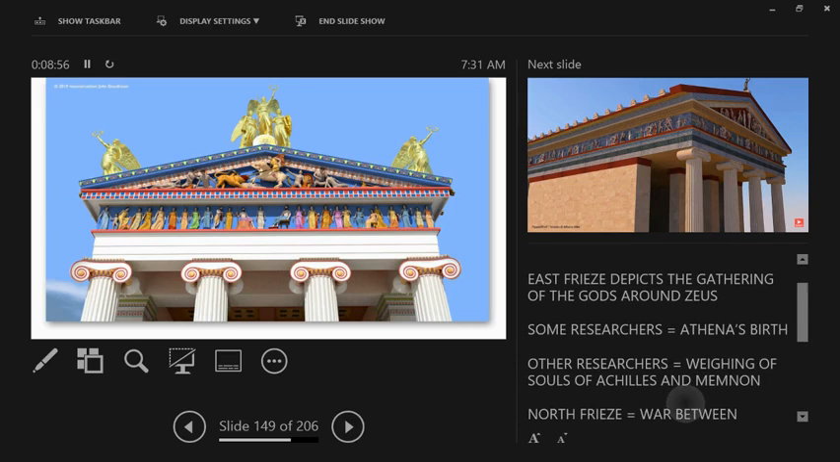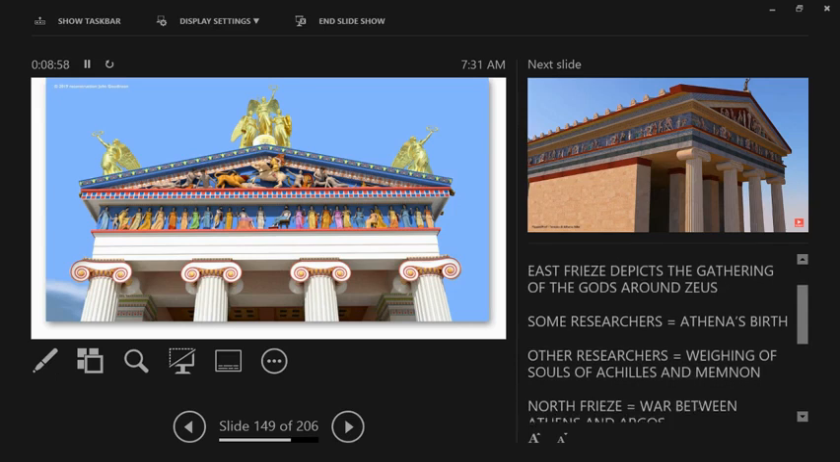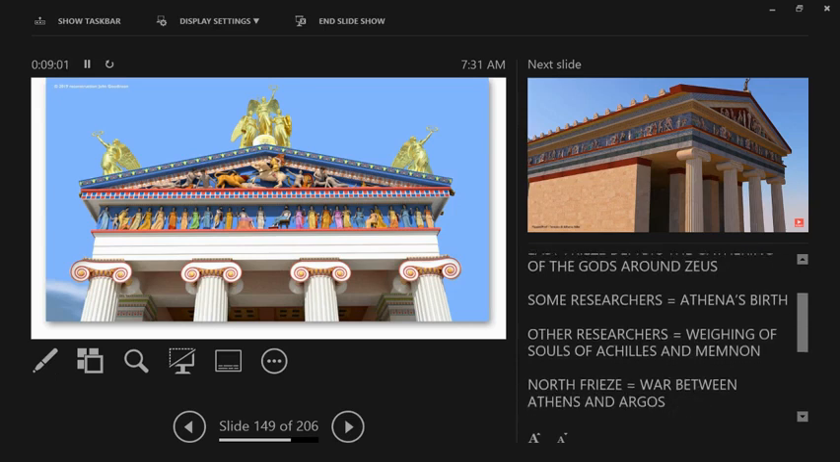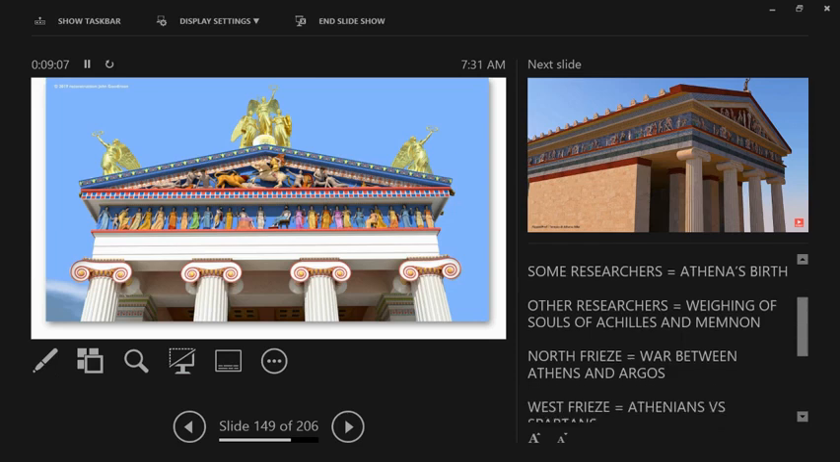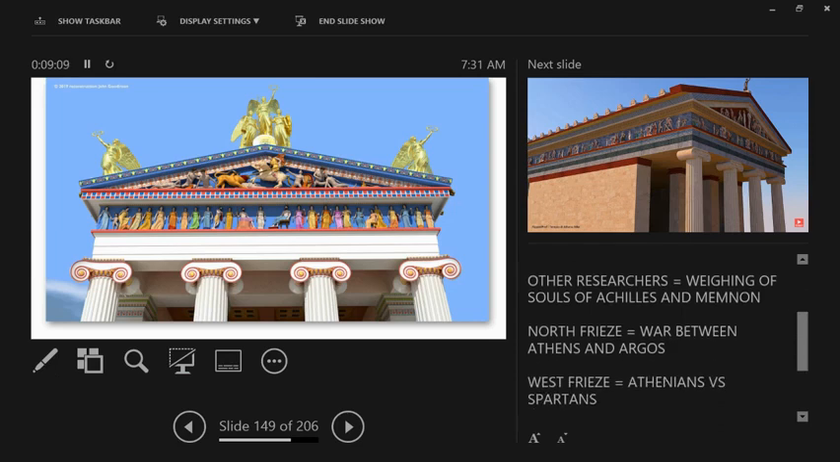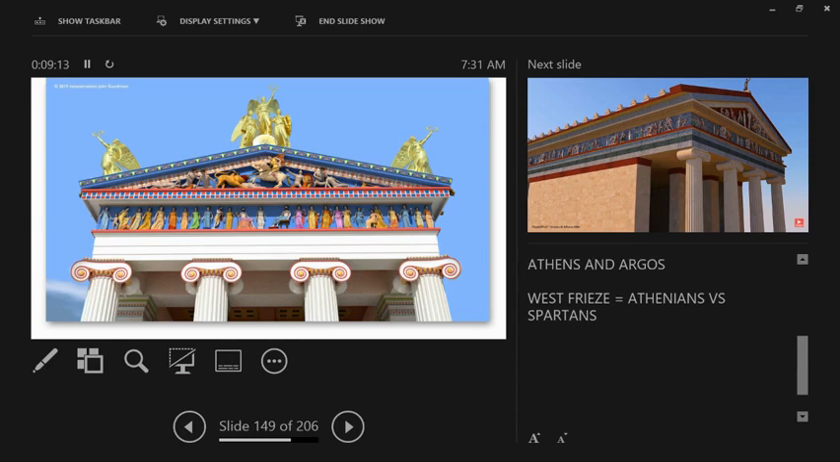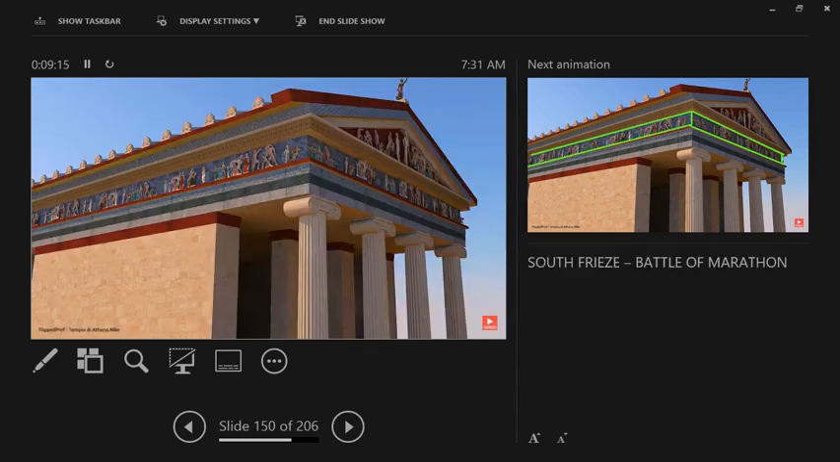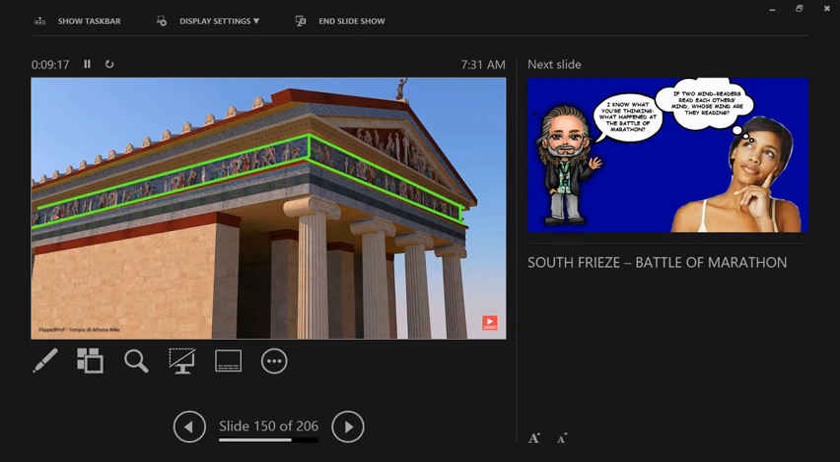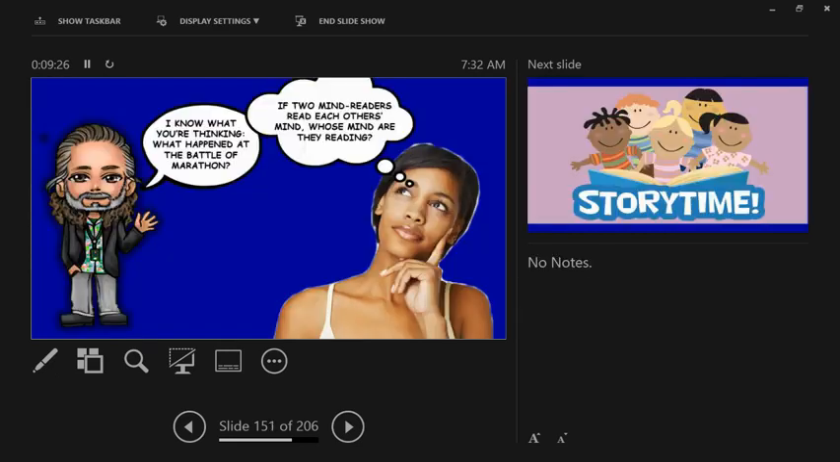The east frieze depicts the gathering of gods around Zeus. And some researchers think that it's Athena's birth, but others think it's the weighing of souls of Achilles and Memnon. And the north frieze is the war between Athens and Argos, and the west frieze is between the Athenians and the Spartans. All right, and so we're looking at the frieze sculptures here. All right, and so the south frieze shows the Battle of Marathon.